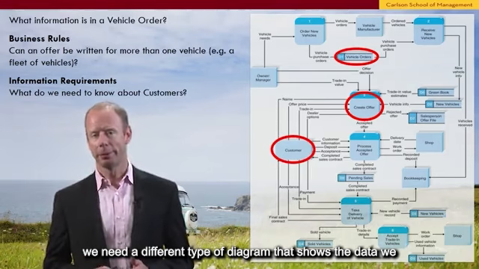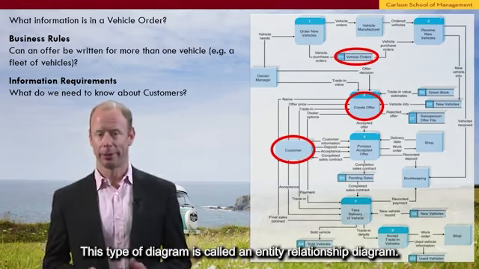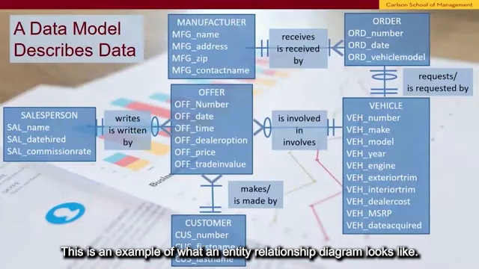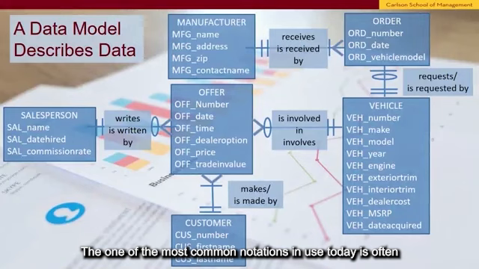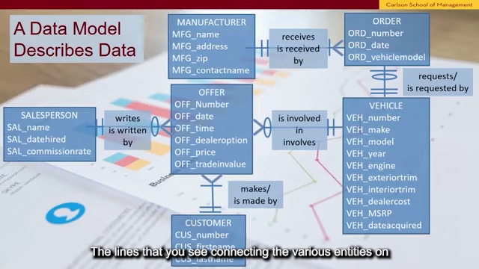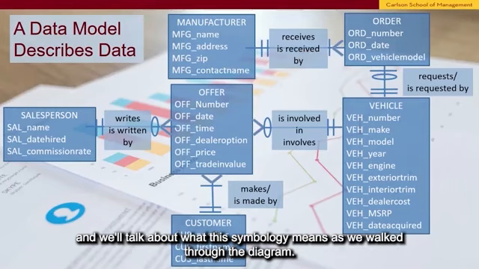Instead, we need a different type of diagram that shows the data we collect and the relationships between that data. This type of diagram is called an entity relationship diagram. This is an example of what an entity relationship diagram looks like. One of the most common notations in use today is often called crow's foot notation for a reason that might seem obvious. The lines that you see connecting the various entities on the diagram often end with a crow's foot, and we'll talk about what this symbology means as we walk through the diagram.